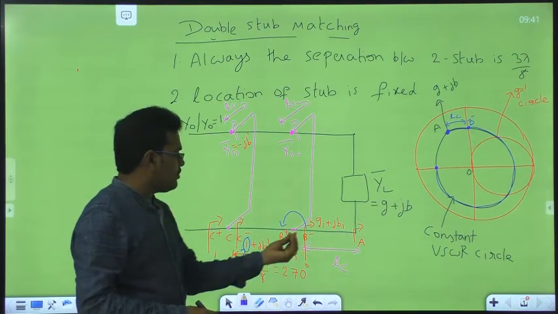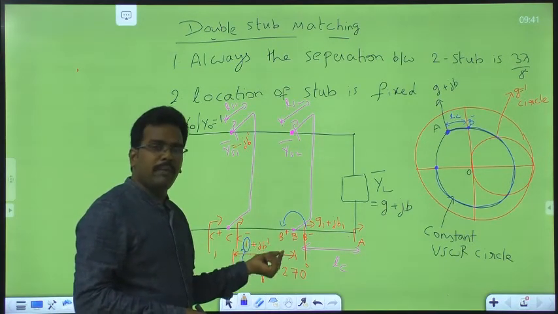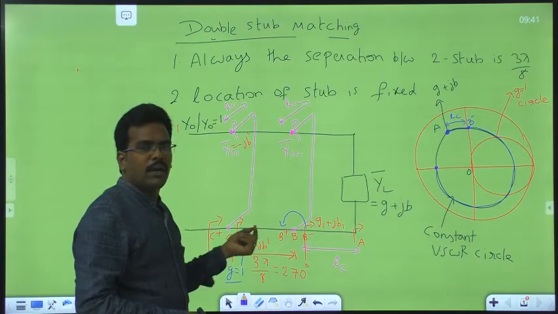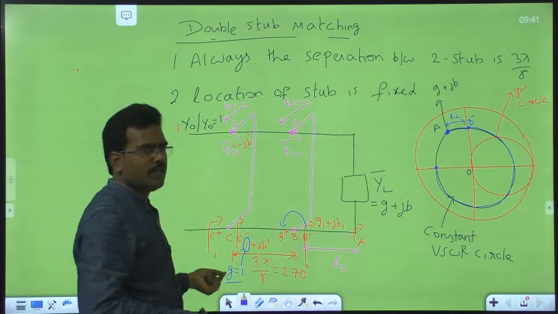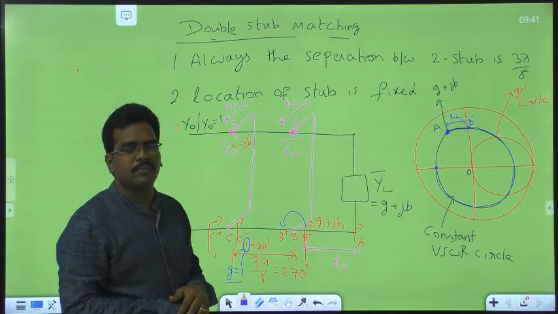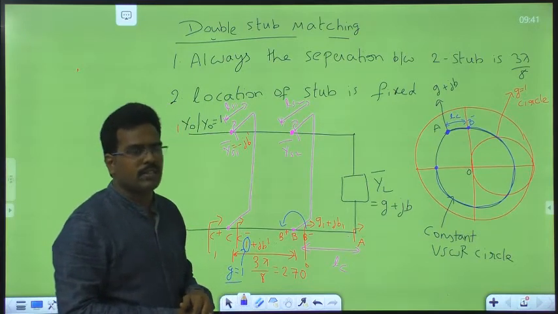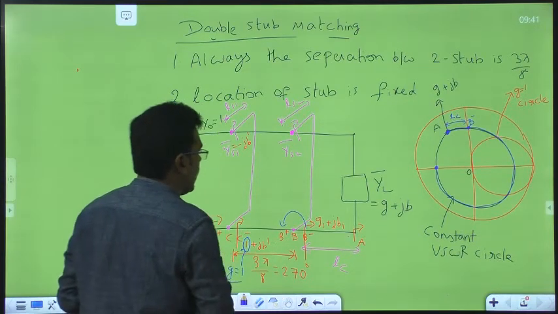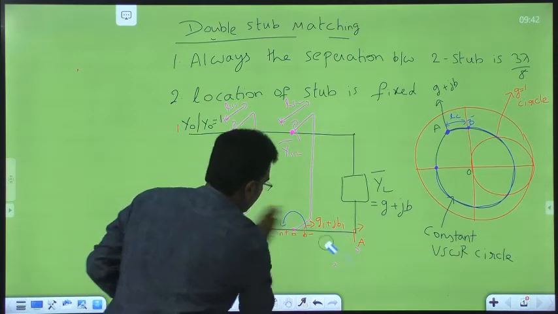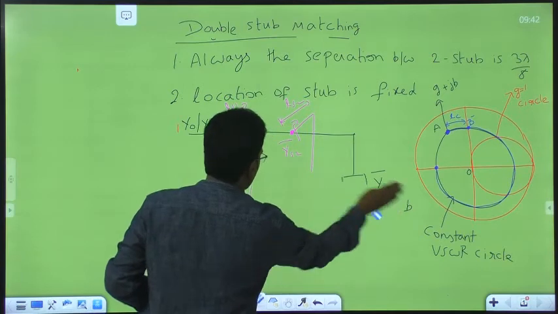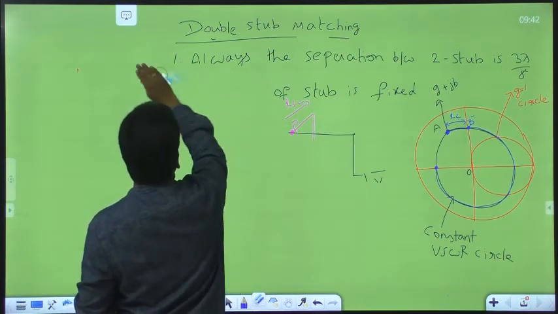We have to transform this B minus point to B plus in such a way that from B plus, if you travel a distance of 3 lambda by 8, that means 270 degrees, it has to reach the G equal to 1 circle. Okay, then only impedance matching can take place. So now we will see how to transform it. Here we have to use the concept of finding the admittance in parallel.